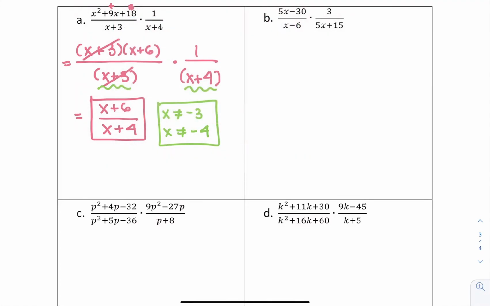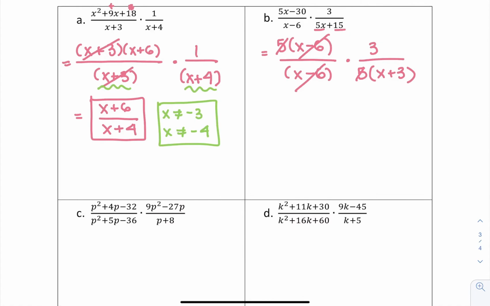In part B, again, let's try to factor first and then multiply. So I'm going to factor out a 5, get x minus 6. In the bottom, I'll have x minus 6. I'm going to factor out a 5 from this term as well, so 5 times x plus 3. Now I'm going to cancel. These two 5s can cancel. These two x minus 6s can cancel. And I'm left with 3 over x plus 3.